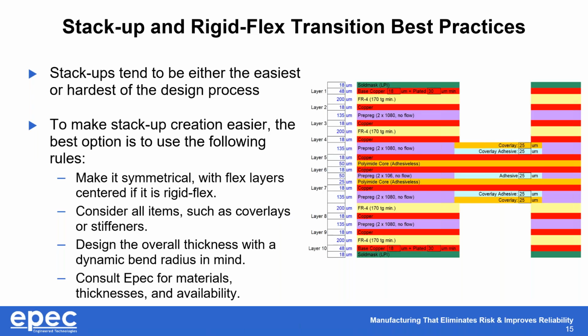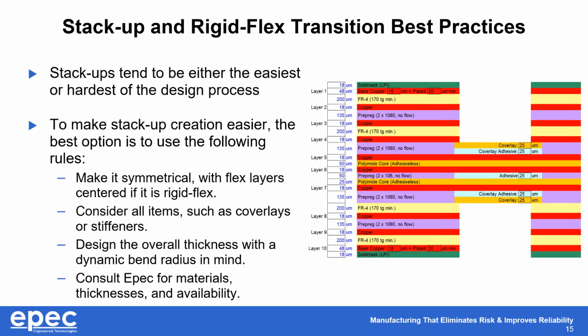So we're just going to give a few rules to make things as easy as possible when you're designing your stack up. First, you want to make it symmetrical. In a rigid flex, you want your flex layers to be centered. As you can see on the right, 10 layers, with 3 centered flex layers, and we've got an even amount of spacing, or attempted spacing, on either side as best as possible to center them.